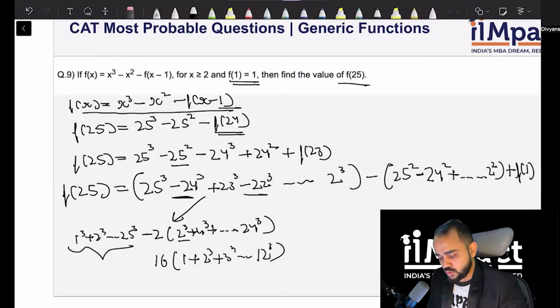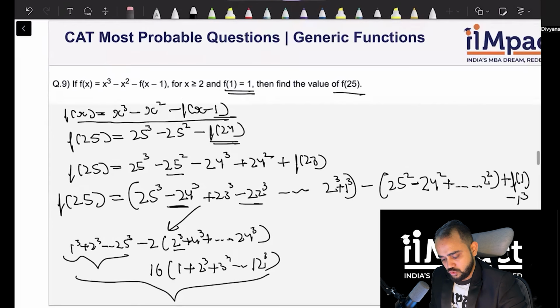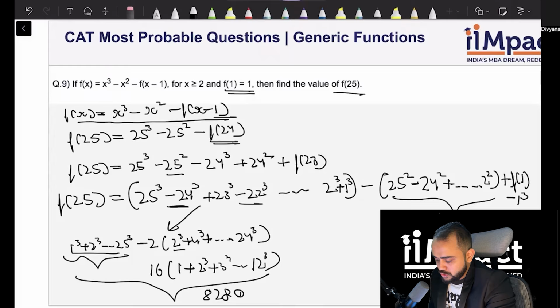So this is sum of first 25 cubes minus 16 times sum of first 12 cubes. And I will need one cube here, so I'll do one minus cube here. I will find this entire value using the formulas, and you will get this as 820. Similar reasoning you can apply here, and you can solve that, and you will get this expression as 324. So your final answer will turn out to be 820 minus 324 plus 1. That is going to be equal to 7957.